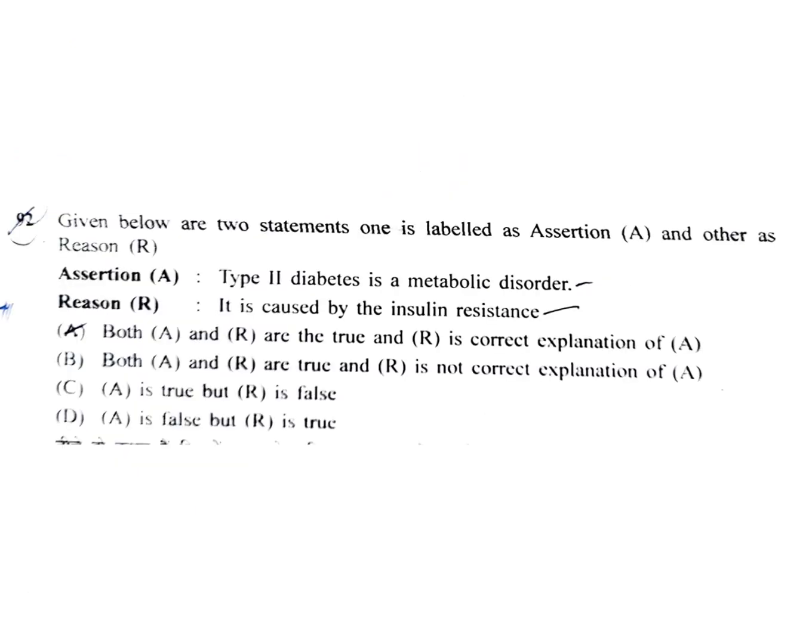Now, given below are two statements. One is labeled as assertion and the other is reason. Assertion is type 2 diabetes is a metabolic disorder. It is a right answer. It is a metabolic disorder and a lifestyle based disorder. Now, it is caused by insulin resistance. That is also true. So both A and R are true, and R is the correct explanation of A. So A will be the right answer in this case.